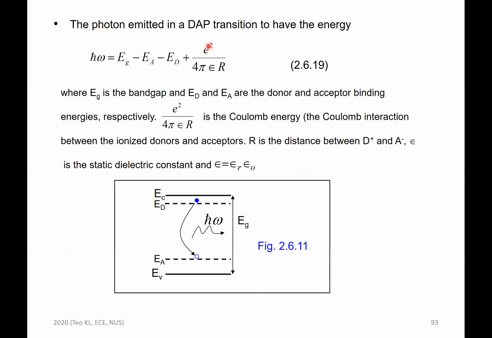However, the electron and hole have a Coulomb attraction, because the electron is negatively charged and the hole is positively charged. So you have to add another term due to Coulomb attraction. And the R here is the separation between the donor and the acceptor, which gives the Coulomb energy, e squared over 4 pi epsilon R. Again, epsilon is related to the relative dielectric constant of the semiconductor.